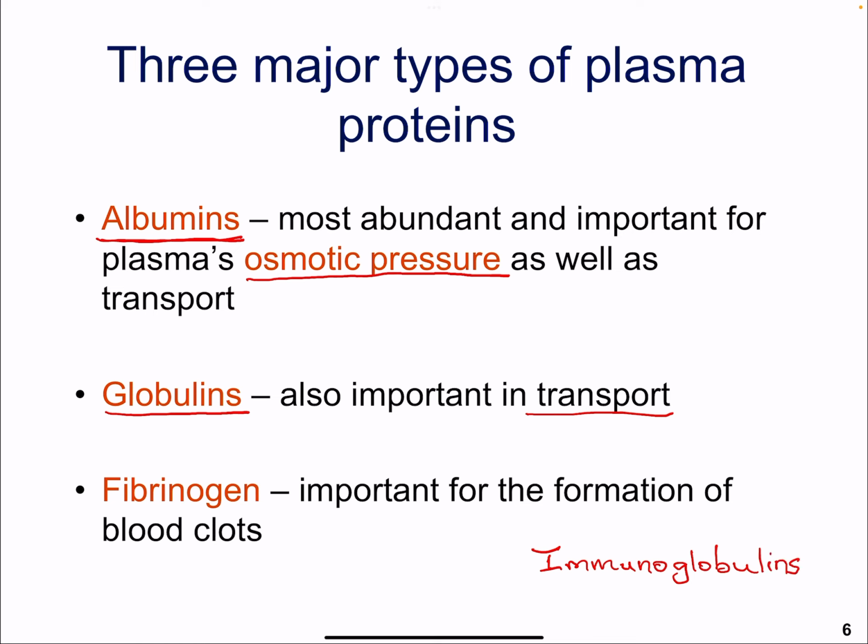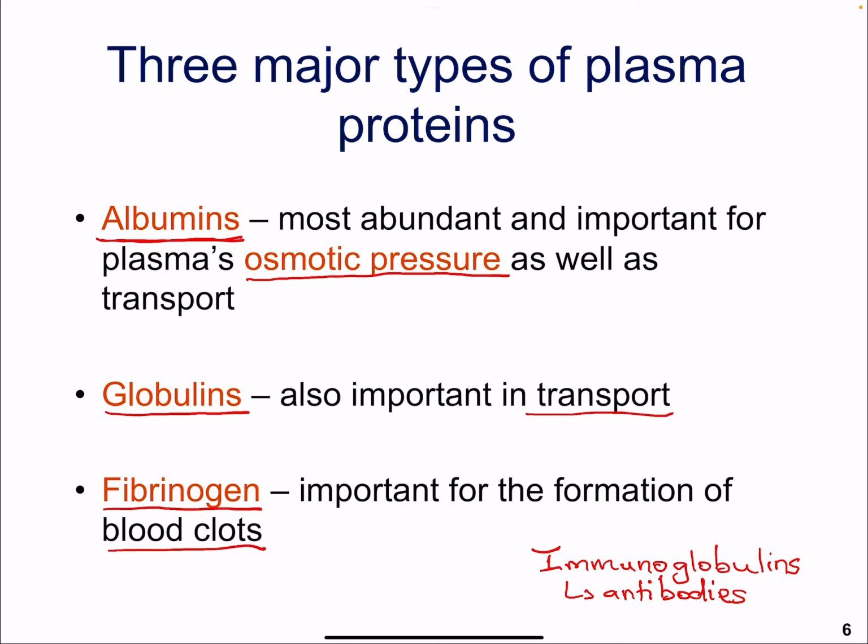Immunoglobulins. That's the fancy name for antibodies. All right? And then the third major protein that is found in the plasma is going to be the fibrinogen. The fibrinogen plays a very important role in blood clotting.